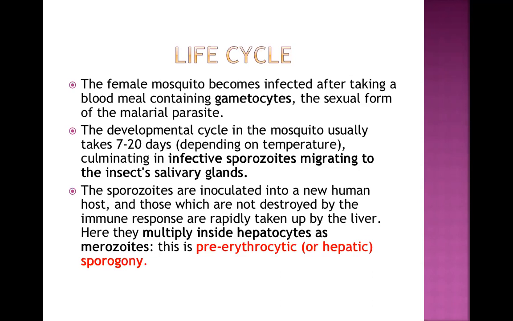The female Anopheline mosquito becomes infected after taking a blood meal which contains gametocytes, and the name itself suggests gametocytes are the sexual form of the malarial parasite. I already told you these gametocytes are formed inside the human being. After the female Anopheline mosquito takes a blood meal from that infected human being, the gametocytes will enter into the mosquito. The developmental cycle in the mosquito after that usually takes about 7 to 20 days.